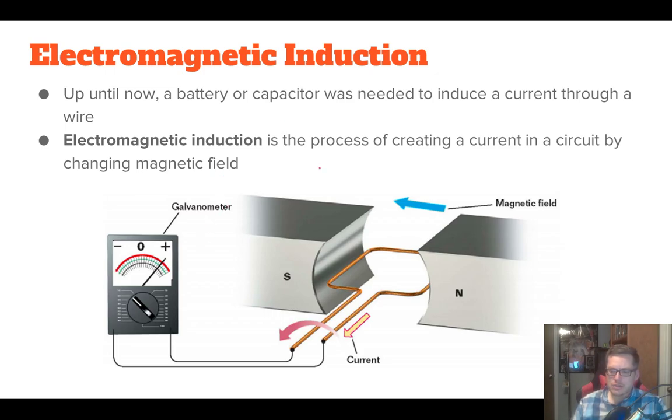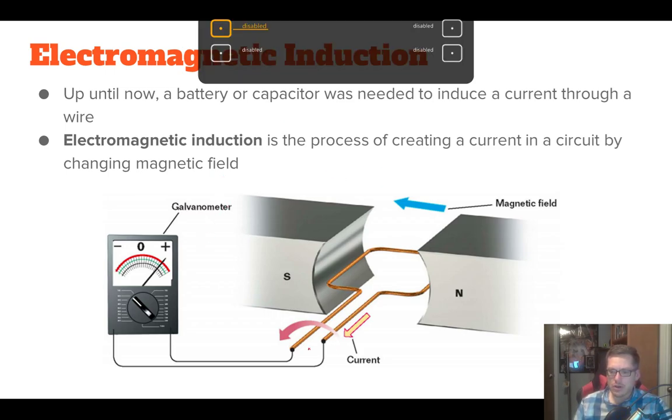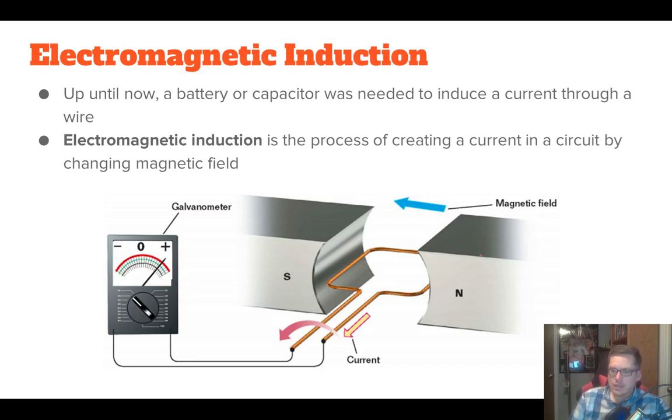All right, so here we've got a little loop of wire, and it's in a magnetic field. We've got a magnetic north pole and south pole, so our magnetic field is going from north to south. If we change the field that passes through the loop, then we'll create a current, and here's our galvanometer measuring our current for us. The specific thing that we're changing is the magnetic field that passes through our loop. That's the important part.